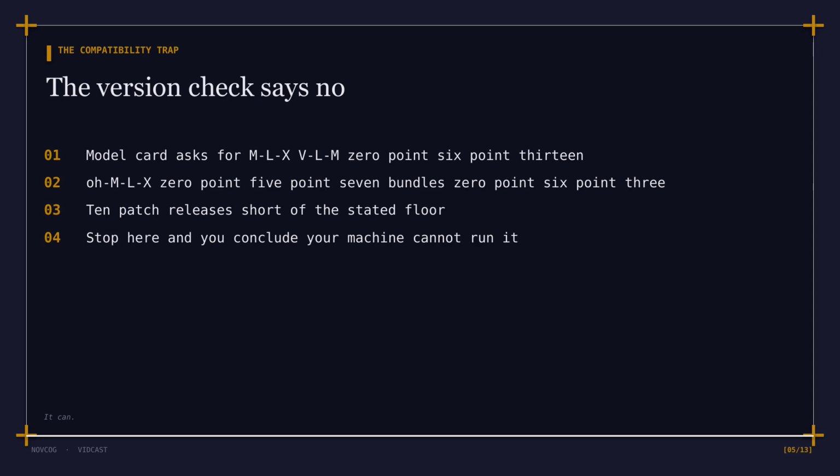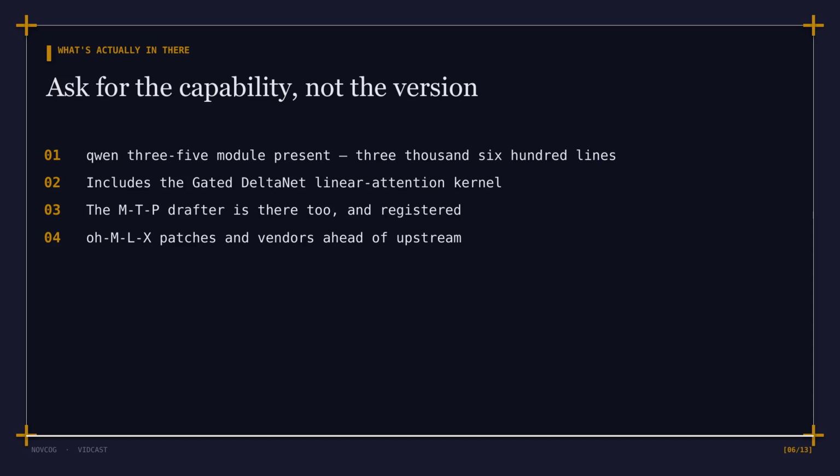And that reader is wrong, because the version string and the capability stop tracking each other. The thing that actually determines whether the model loads is whether the runtime has an implementation for this architecture, and it does. 3,600 lines of it across 4 files, including the gated DeltaNet kernel that the hybrid attention depends on. That is a full port, not a name in a dictionary. The speculative decoding drafter is in there as well, and registered in the drafter table.